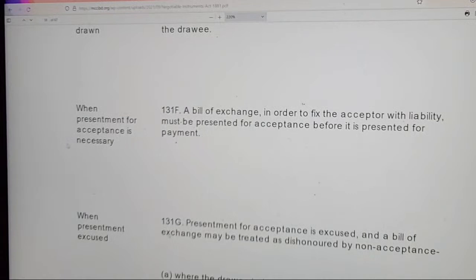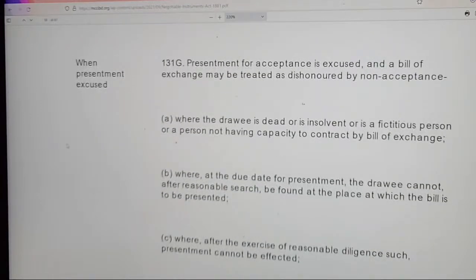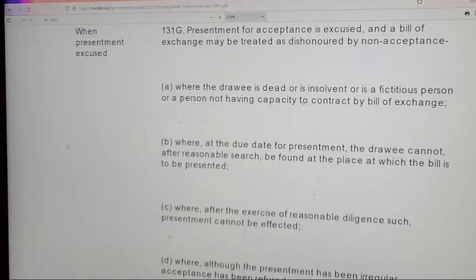When presentment for acceptance is necessary. 131F. A bill of exchange, in order to fix the acceptor with liability, must be presented for acceptance before it is presented for payment. When presentment is excused. 131G. Presentment for acceptance is excused, and a bill of exchange may be treated as dishonored by non-acceptance: A. Where the drawee is dead, or is insolvent, or is a fictitious person, or a person not having capacity to contract by bill of exchange.